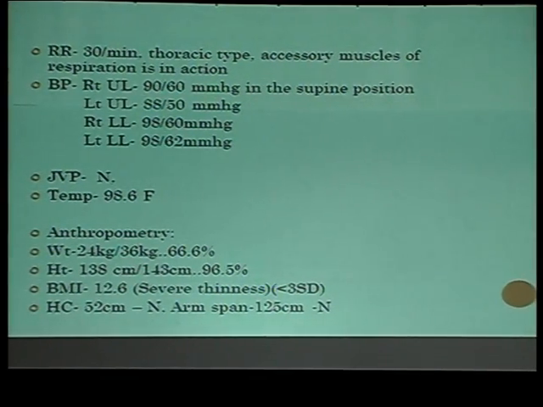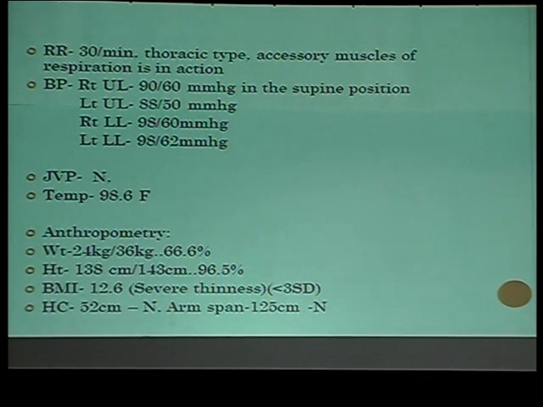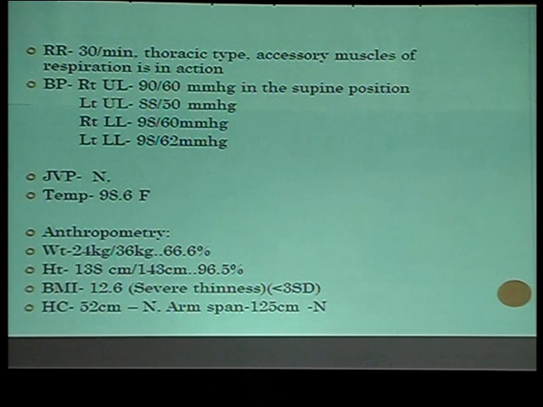Respiratory rate was 30 per minute, thoracic type. Accessory muscles of respiration were in use. BP was recorded in all 4 limbs. In the supine position, it was 90 by 16 in the right upper limb. JVP was normal. Temperature was 98.6 degrees Fahrenheit.